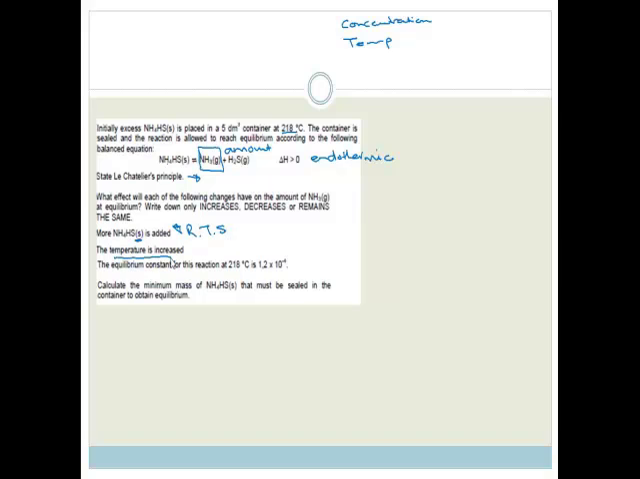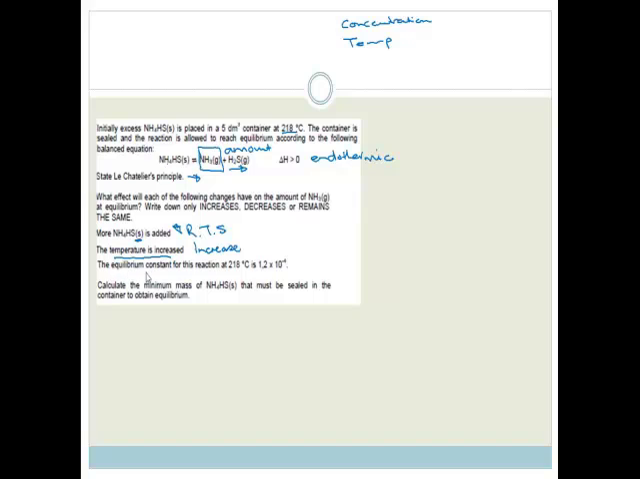If the temperature is increased, which reaction is favored? If the temperature is increased, the forward reaction is favored because this is an endothermic reaction. And if that's the case, we're going to end up with more ammonia. So this is going to be increases. And why? Because the forward reaction is endothermic, which means it likes temperature.